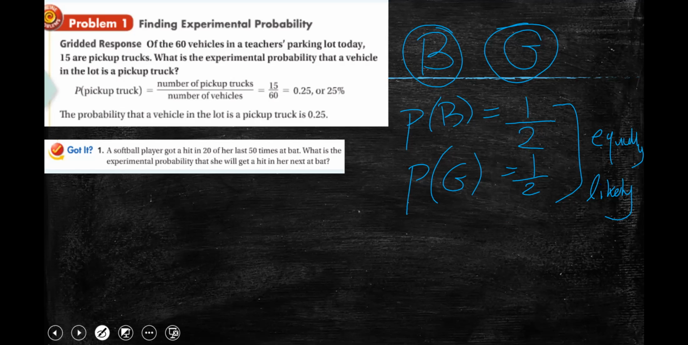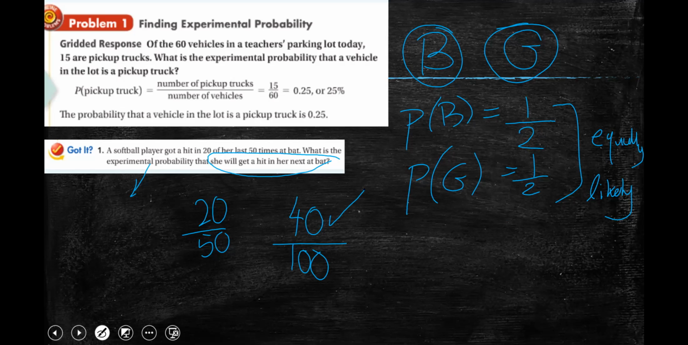For the softball player, when she is getting 20 over 50, look at the question here. It asked about the probability that she will get a hit in her next at bat. Here the probability is 0.4. That means if she repeated 100 times, she will get approximately 40 over 100. If she makes 100 trials, 40 of them will be hits.